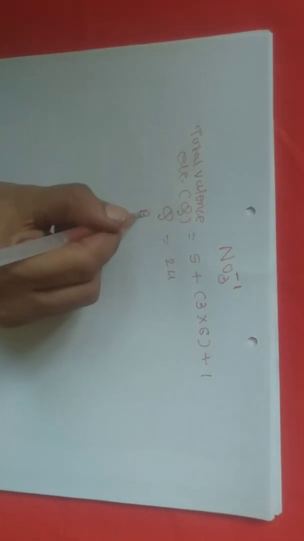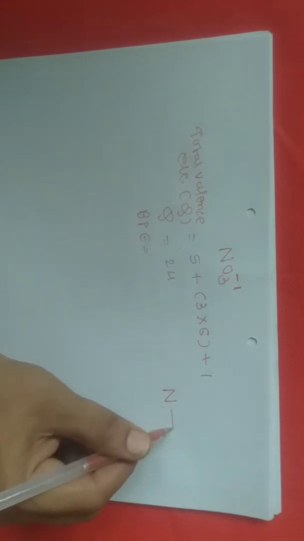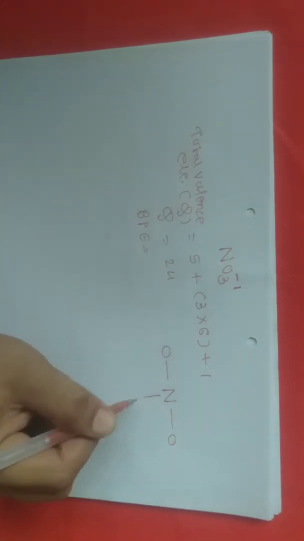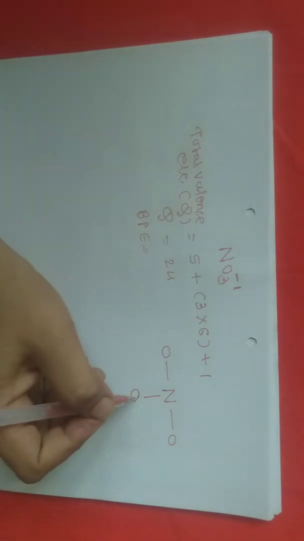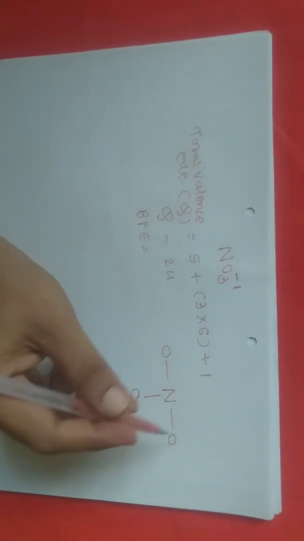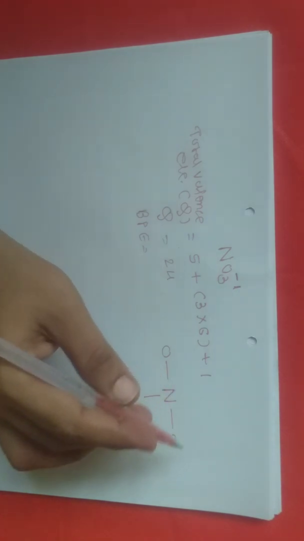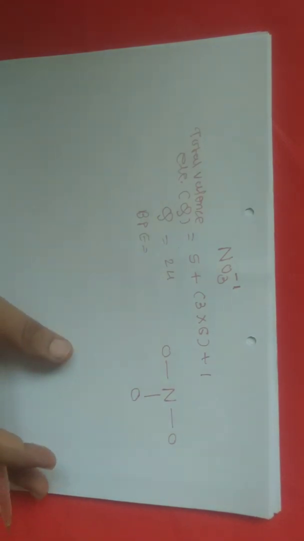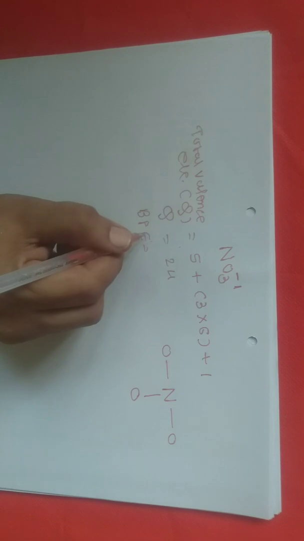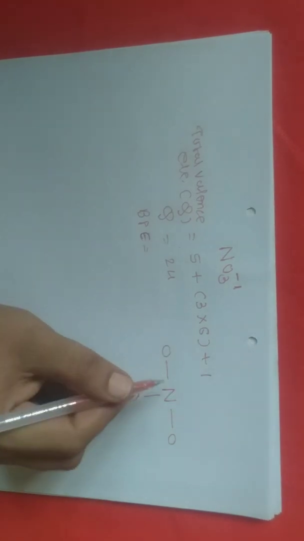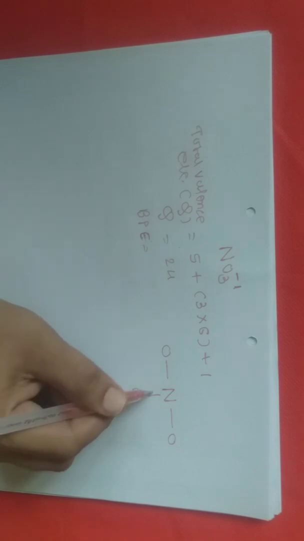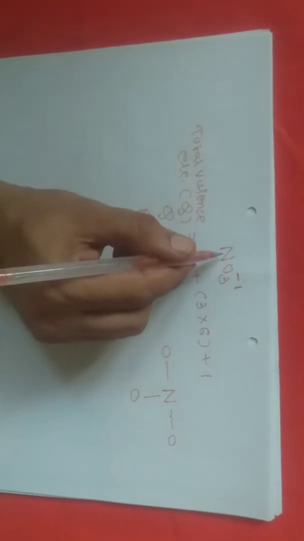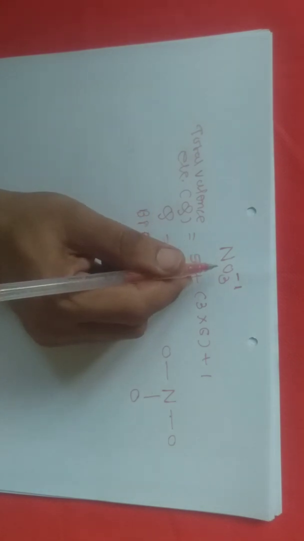Now bond pair electrons. For bond pair electrons, I have to draw the structure. Now there are 3 oxygens. One is here, second is here, third is here. You can put this oxygen on the upper side, no matter, but you have to put the corner atoms in a way that there is minimum repulsion between them. So to calculate the bond pair electrons, I have to know the number of bonds. So 1, 2 and 3 bonds are there because 3 oxygens are bonded to the center atom nitrogen. Nitrogen I have taken as the center atom. Why?